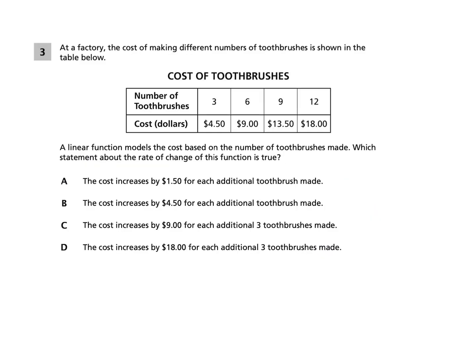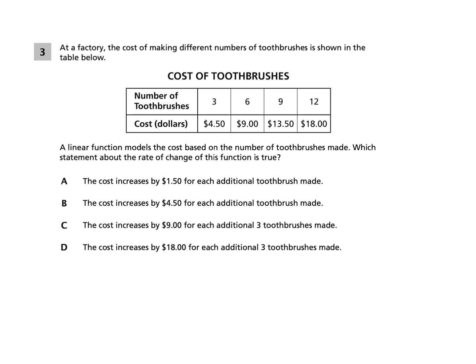Question 3. At a factory, the cost of making different numbers of toothbrushes is shown in the table below. A linear function models the cost based on the number of toothbrushes made. Which statement about the rate of change of this function is true? So you got to read all of the choices and evaluate, is this true? Is it false? You're going to have 3 false statements and 1 true statement, okay? That's how you do this type of problem.